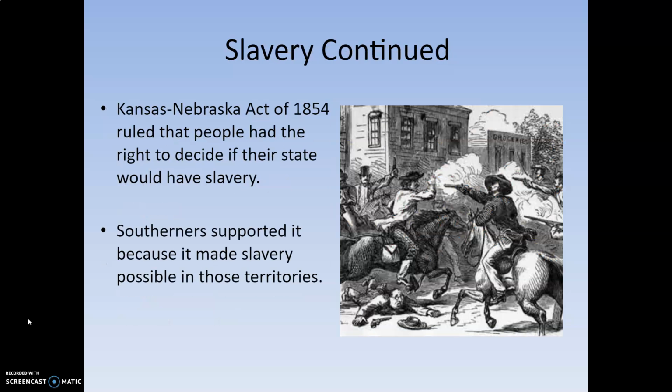All right, slavery continued. We did already read about the Kansas-Nebraska Act of 1854 in our background essay, and it ruled that people had the right to decide if their state would have slavery by popular sovereignty. Okay, so there's one of those words we have to know. Southerners supported it because it made slavery possible in those territories. In other words, the people could decide if they could have slavery or not. Therefore, the Southerners think this should be a state's right, as a precedent of the Kansas-Nebraska Act of 1854.